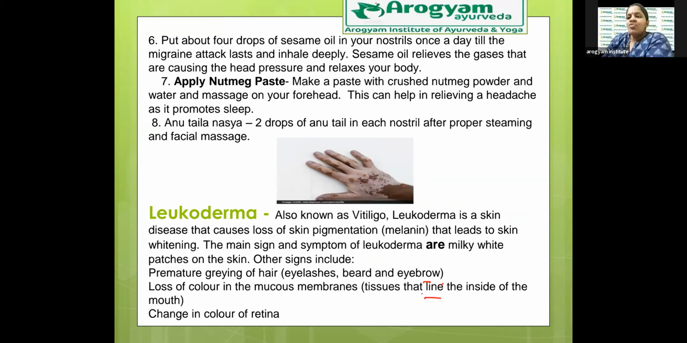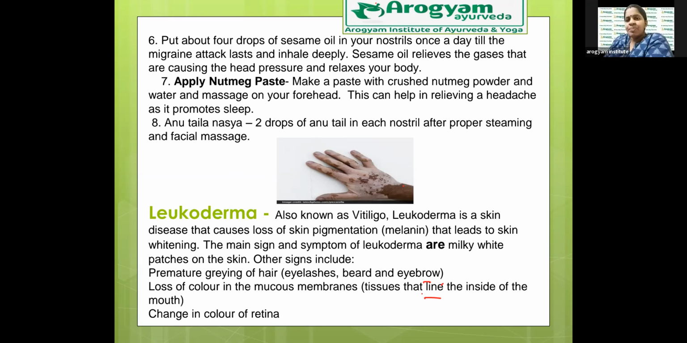Then put about 4 drops of oil in the nostrils once a day till the migraine attack lasts, and inhale deeply. Sesame oil relieves the gases that are causing the head pressure and relaxes your body. So that is about sesame oil. And then, nasya kar sakte hai sesame oil se.